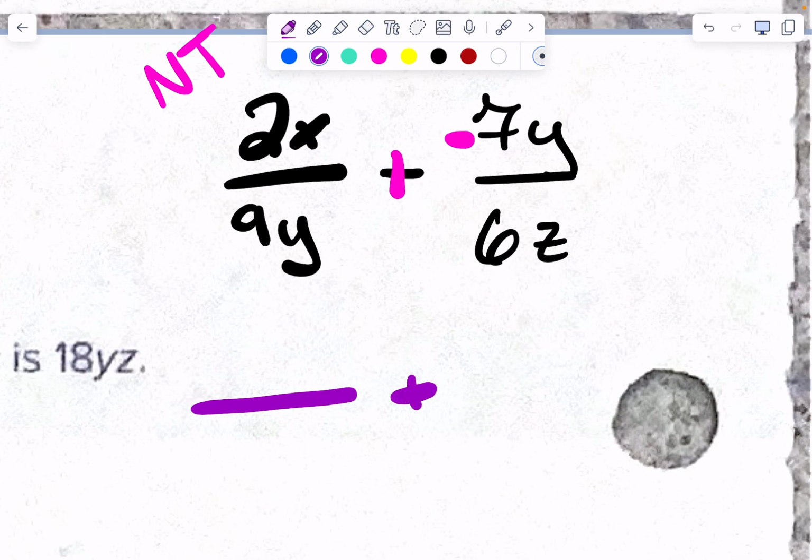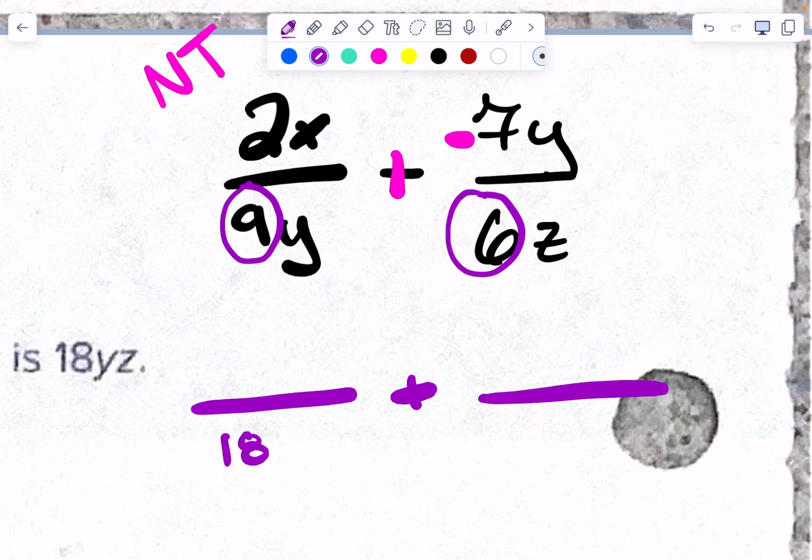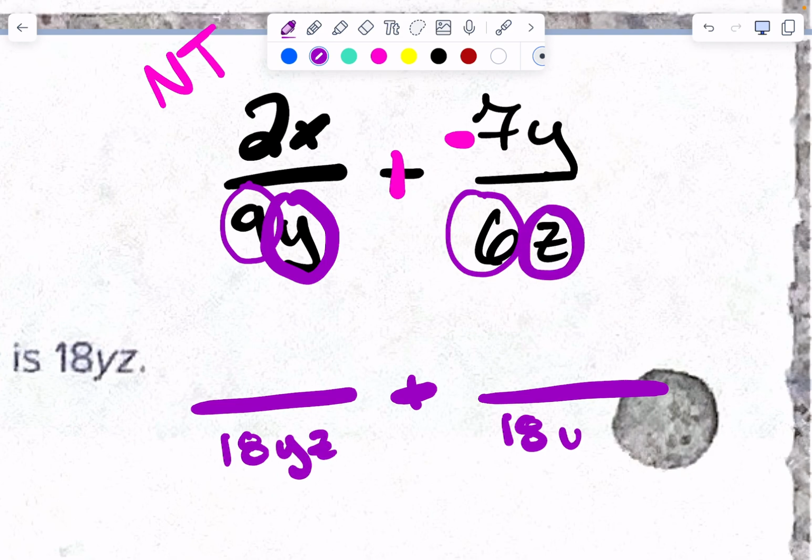All right, so I have plus that stuff. I need to take into consideration 9y and 6z. So let's just do number first. Give me a number that 9 and 6 go into. 18, right? Does 9 go into 18 and 6 go into 18? Yes. Okay, now I just look and I know I need to include y and I know I need to include z. So yz and yz, right? That's all you have to do.